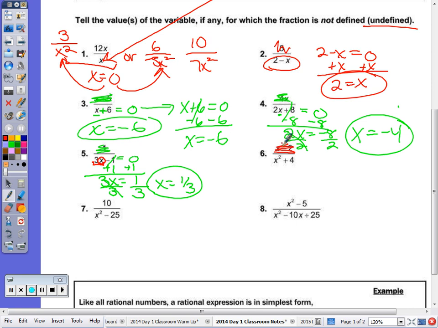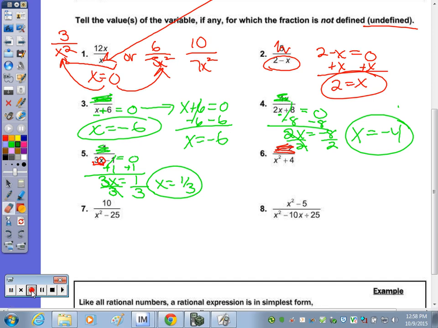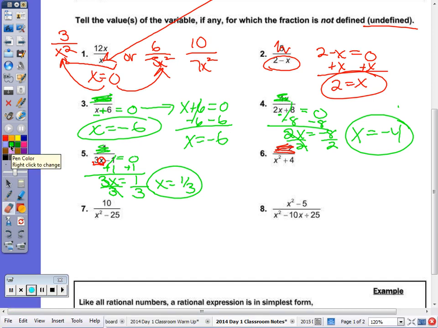Number 6, x squared plus 4 equals 0. Can anyone see what number we could plug in for x, square it, and then add 4 to get 0? If I set it equal to 0 and solve, I would subtract 4 first, and x squared equals negative 4. Can you ever square a number to get a negative answer?